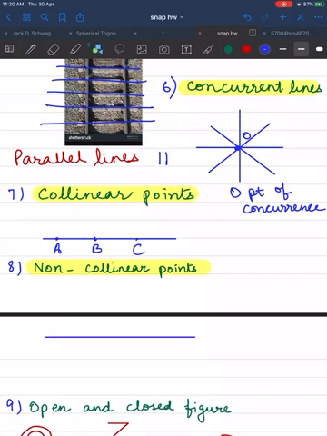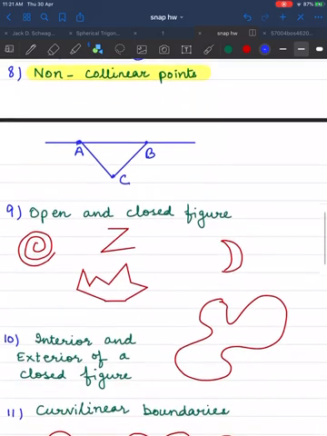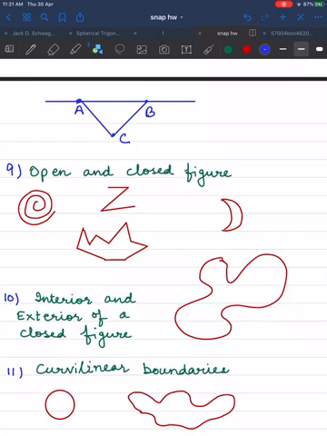Non-collinear points. 3 or more points which do not lie on the same line. So let's draw. Now here you can see A and B, they lie on the same straight line. But point C does not lie on the same straight line. And if we join non-collinear points, we get a triangle.